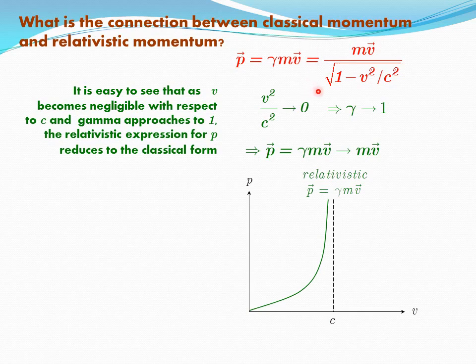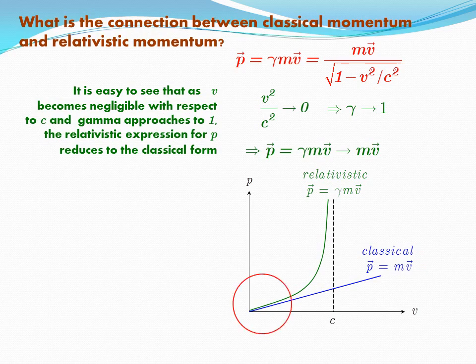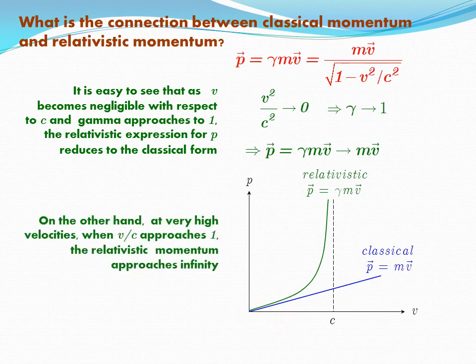Now, if we plot this expression for the magnitude of P in a P-v plane, we get a curve with an asymptote at v equals c. On the other hand, the classical expression for momentum is a line that goes through the origin. Therefore, these two behaviors are very similar at non-relativistic speeds, but as v over c approaches 1, namely as v approaches c, the relativistic momentum approaches infinity.